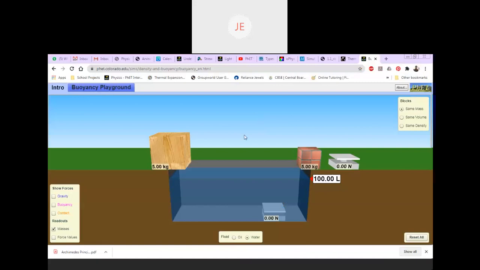Now let us go a little deeper: why some objects float, why some objects sink, and on which factors the upthrust force depends. All these doubts will be clarified now.